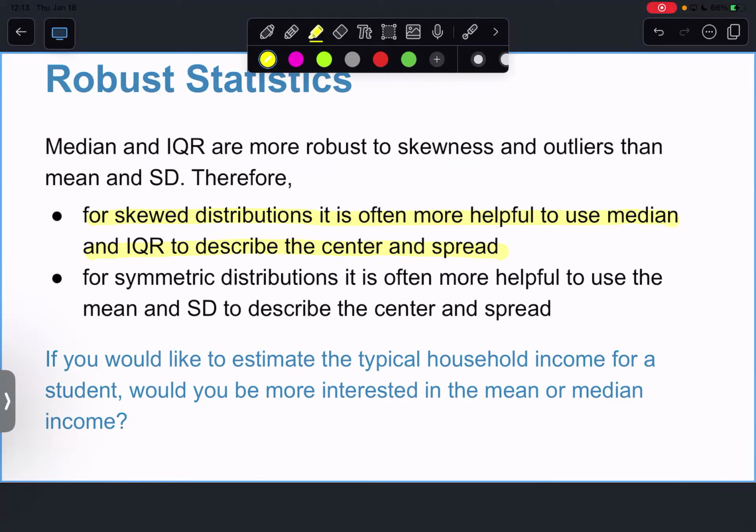Whereas if you have a symmetric distribution, then being able to use the mean and the standard deviation is great because there are a lot of tools associated with the mean and the standard deviation. But you shouldn't use it unless you have a symmetric distribution.